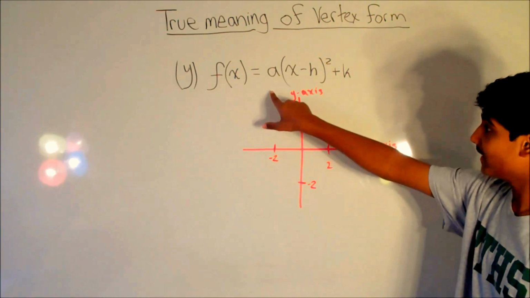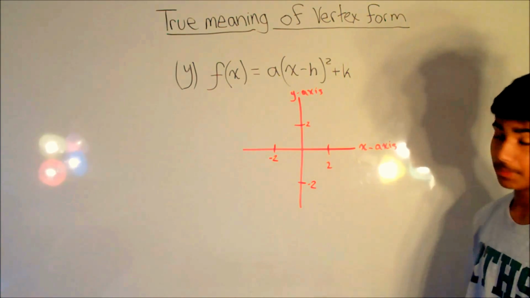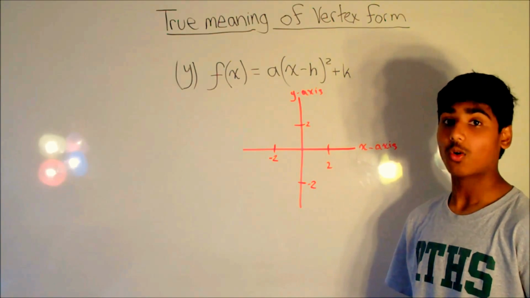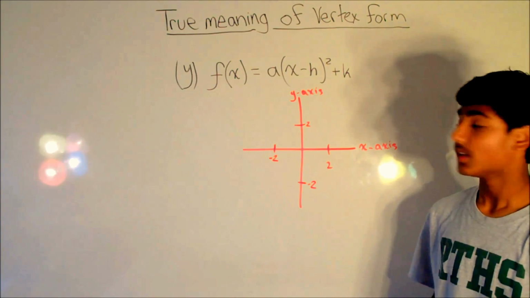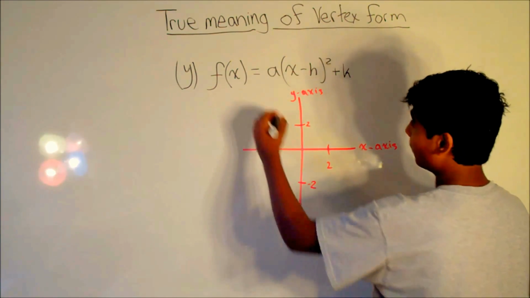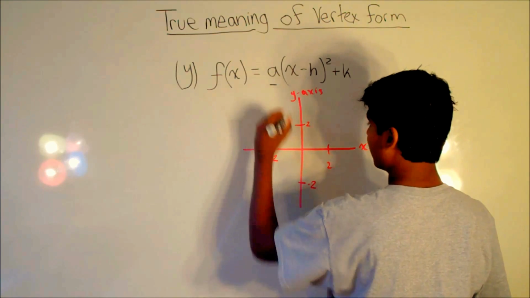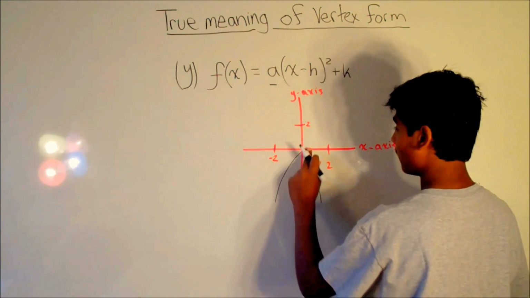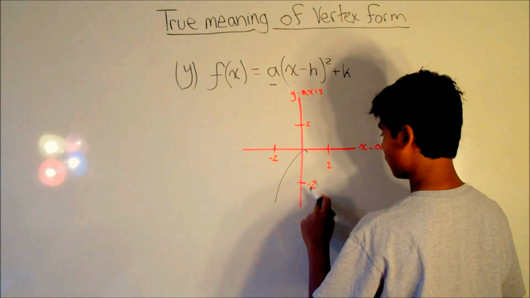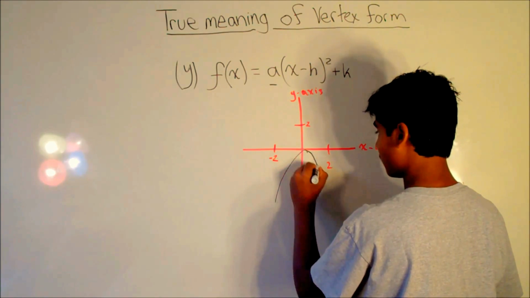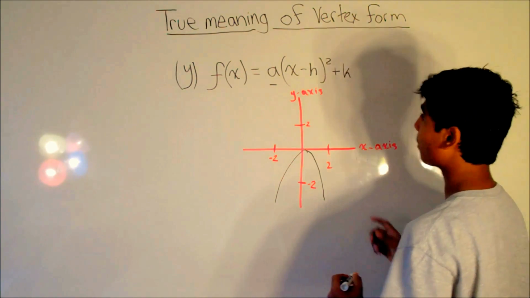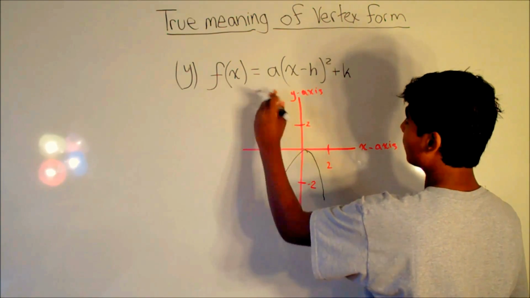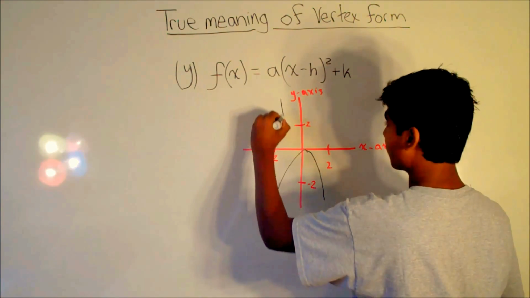And a determines if the parabola will be upside down or thin or thick. So let's say a was negative. The parabola would go like this. Now if a was positive or didn't have anything, then it would go like that.